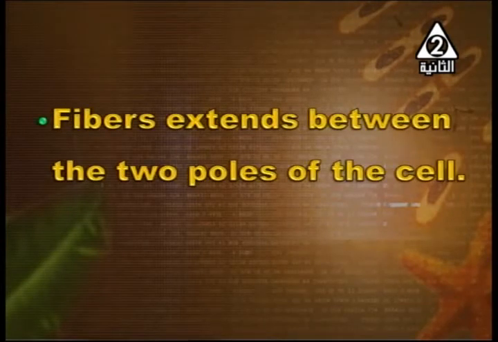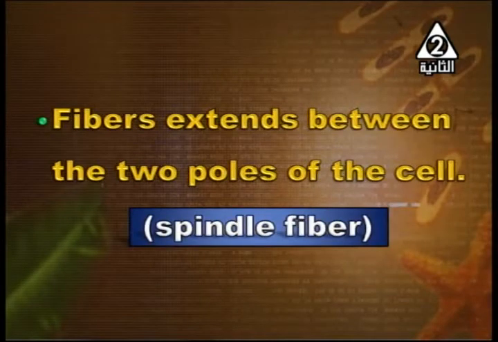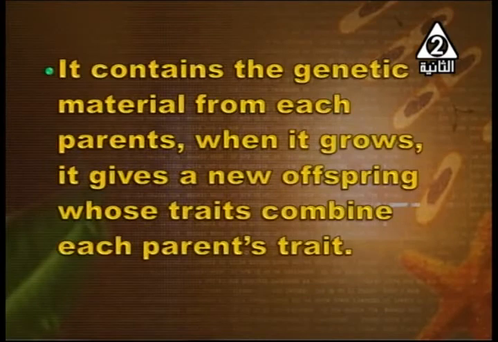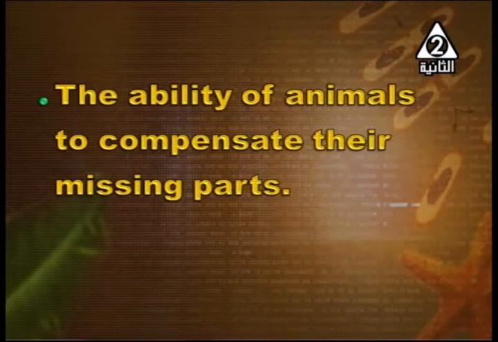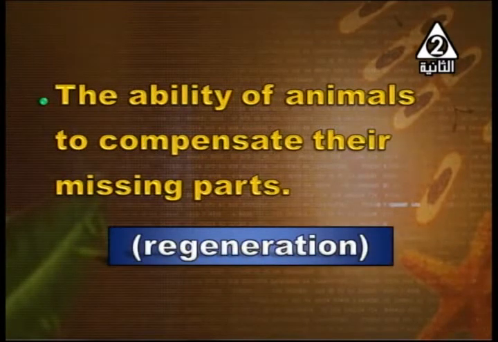The fibers that extend between the two poles of the cell. What is their name? Yes, they are the spindle fibers. It contains the genetic material from each parent. When it grows, it gives a new offspring whose traits combine each parent's traits. Do you know this? You are clever. It is the zygote. The ability of animals to compensate for their missing parts. This is the regeneration process.